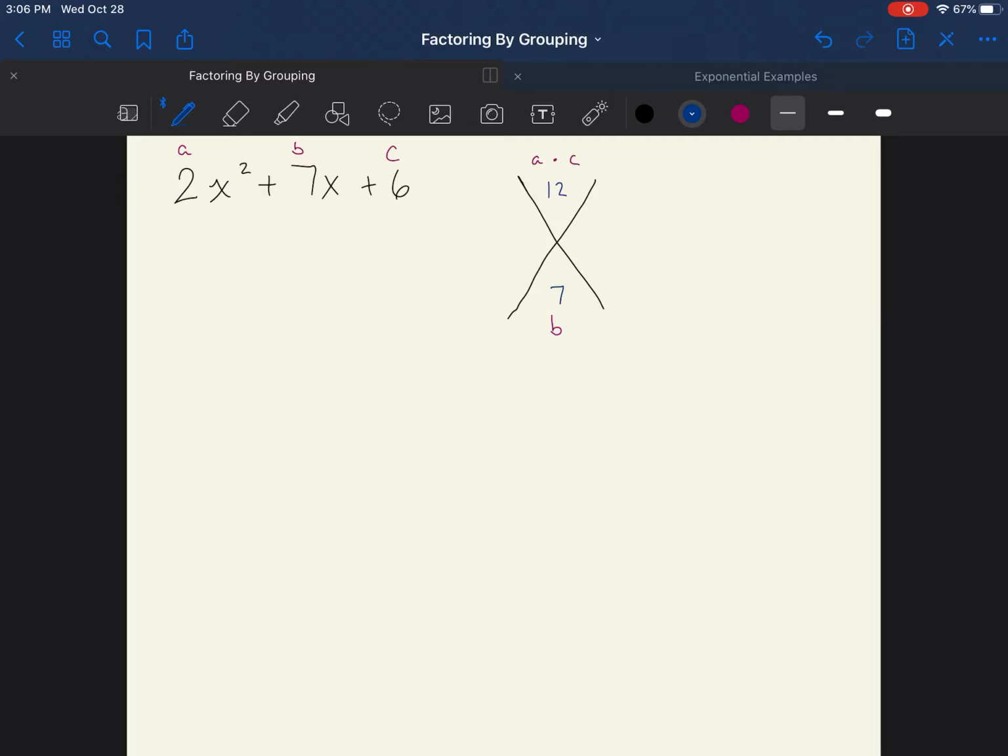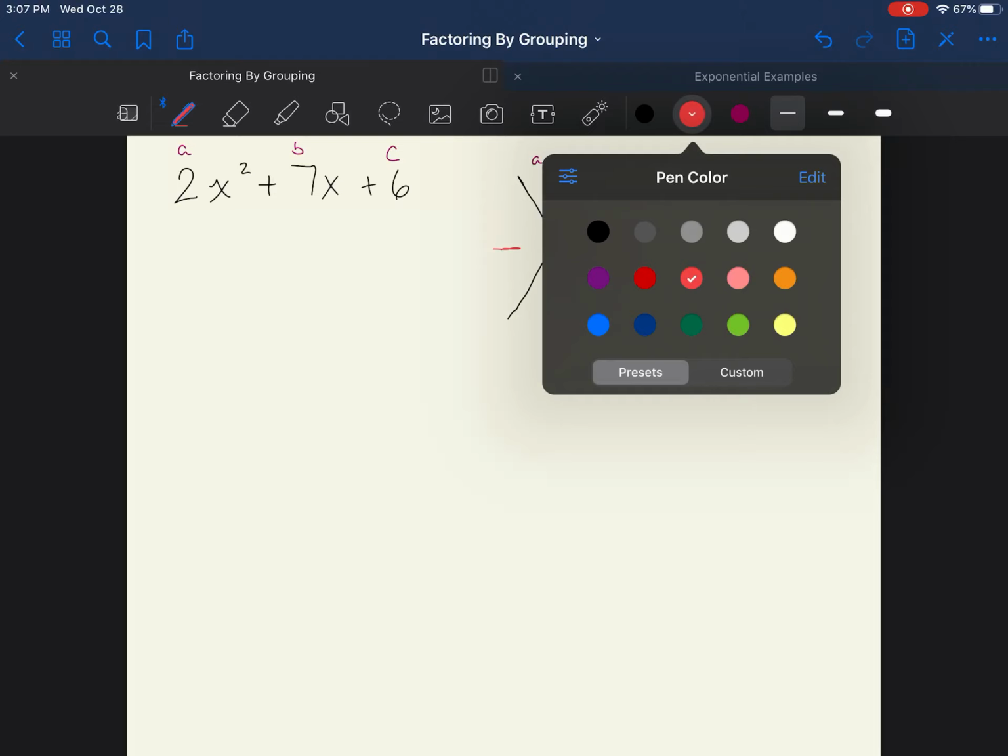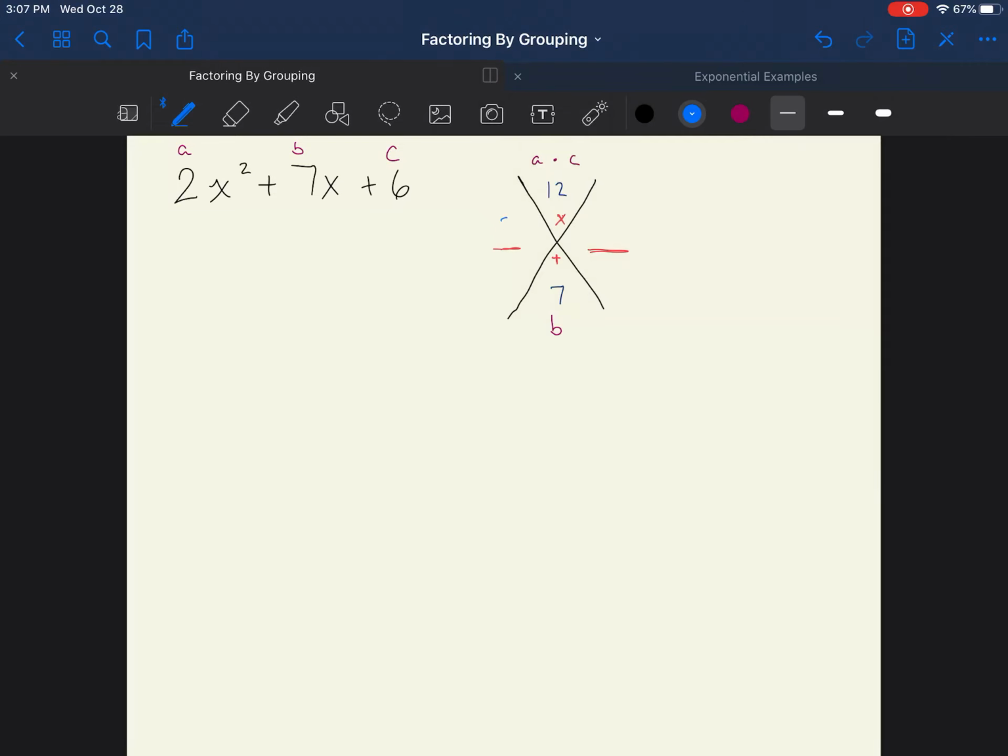And what I want to think in my head is what two numbers, I'm going to put those here, multiply to give me 12 and add to give me 7. So I'll give you a second to think about that. Multiplies to 12 and adds to 7. Ooh, that's going to be 3 and 4. 3 times 4 is 12, and 3 plus 4 is 7. So this is our first step.